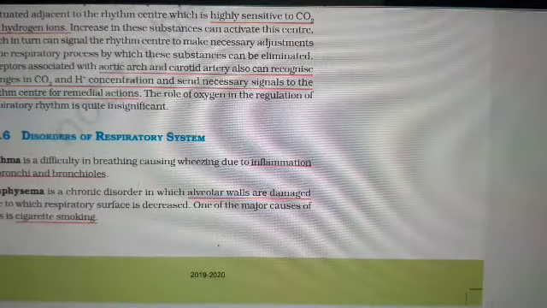Asthma is difficult breathing due to inflammation of the bronchi and bronchioles. These are the subunits in the lungs, bronchi, bronchioles and the alveoli, where the main exchange of gases takes place. If there is any problem in this area, there will be wheezing and breathing difficulties, which leads to asthma. And emphysema is a chronic disorder in which alveolar walls are damaged, and the respiratory surface is decreased. It is generally due to cigarette smoking, because fumes deposit every day. Whoever smokes more and more, the alveoli are automatically damaged and unable to exchange gases.